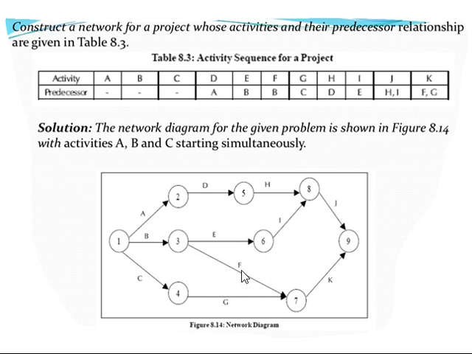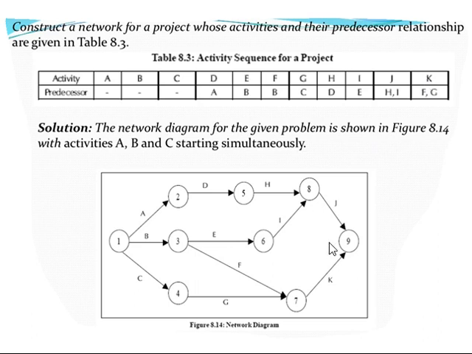So if you are observing, we make a merge event here. Activities F and G we are merging. Why are we merging? For K to start, it should have precedence F and G. For that reason we are merging. If you forget to merge, you would have to introduce a dummy. Unnecessary introduction of a dummy variable or a dummy arrow is an error. So we need to be careful whether a dummy arrow is required or not. In this case it is not required.